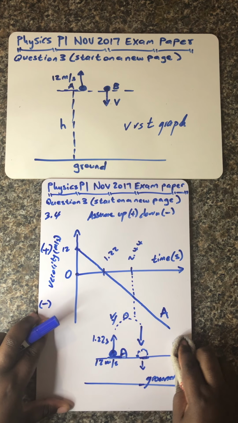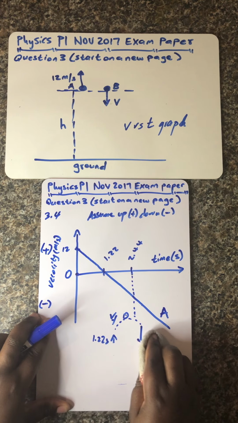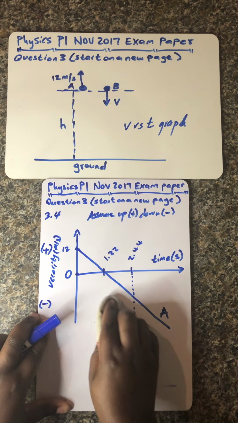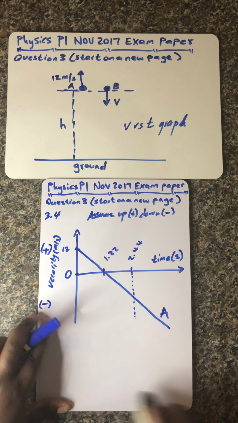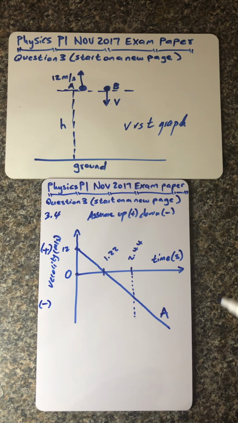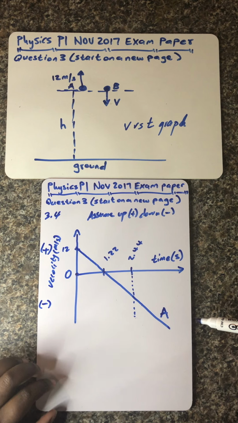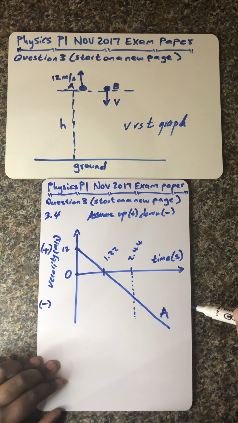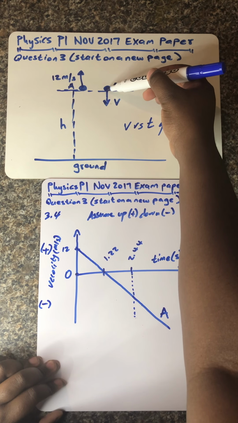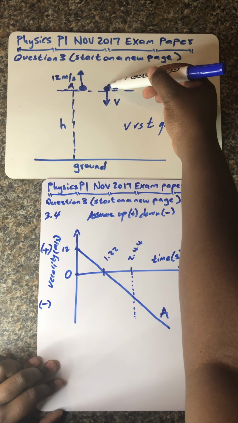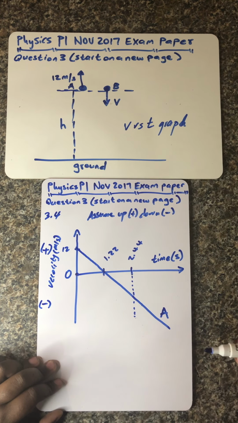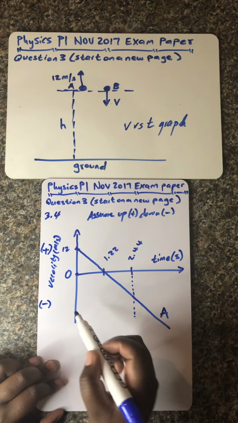So now I'm just going to erase all of this information, then we'll move to stone B. Let's try to make sense of stone B. So what happens with stone B, guys? Obviously, stone B, from that level, is thrown vertically downwards. It's thrown vertically downwards at what initial velocity?